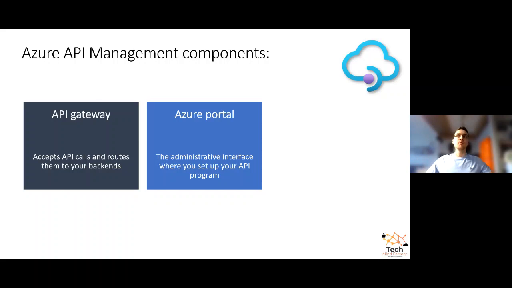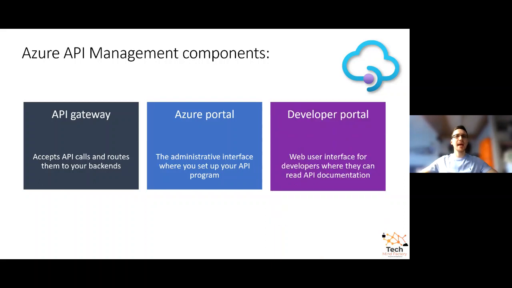Then we have the Azure Portal. Some time ago, there was a separate management portal for Azure API Management, but in the end, Microsoft decided to integrate the functionalities directly in the Azure Portal. So there is no additional portal for managing Azure API Management. You can do it directly from the Azure Portal, and I will show you how to do it today. This is the administrative interface where you can set up your API program. So when we're talking about Azure API Management and managing an instance of it, we use the Azure Portal to do it. And in the end, we have a cool developer portal.